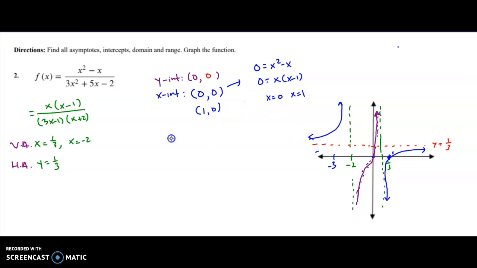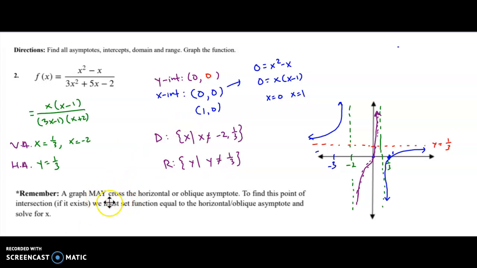Alright? The domain is going to be all real numbers except for the vertical asymptotes, right? So x is not going to equal -2 or 1/3. Okay. The range is going to be y values such that y does not equal 1/3. That was our horizontal asymptote. Okay.